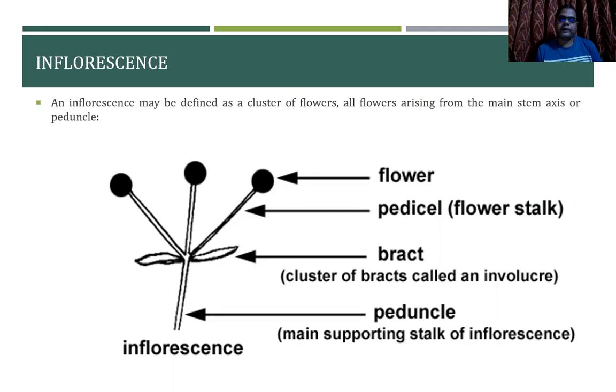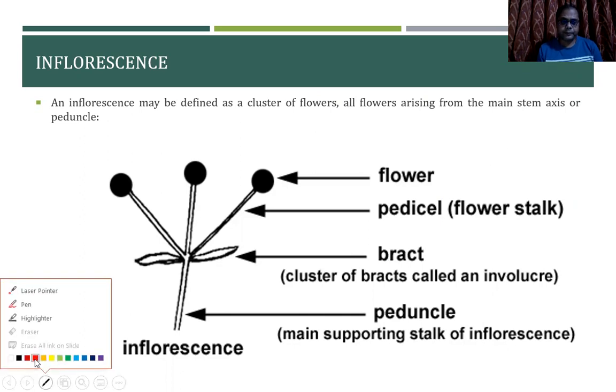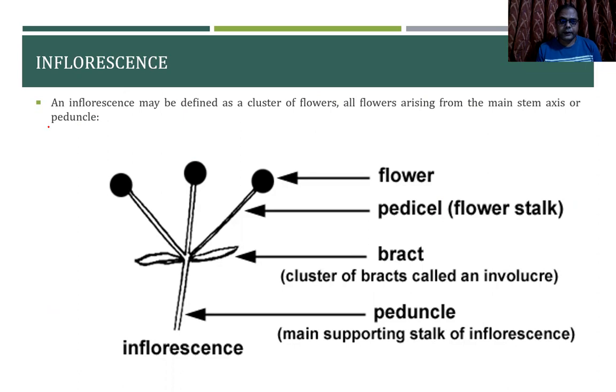The inflorescence may be defined as the cluster of flowers, or all flowers arising from the main axis stem or on the peduncle. So here the word is peduncle. Now peduncle is the main supporting stalk of the inflorescence. The stalk of the inflorescence is basically the extension of the stem, or sometimes, in case of herb, it's just the stem itself.